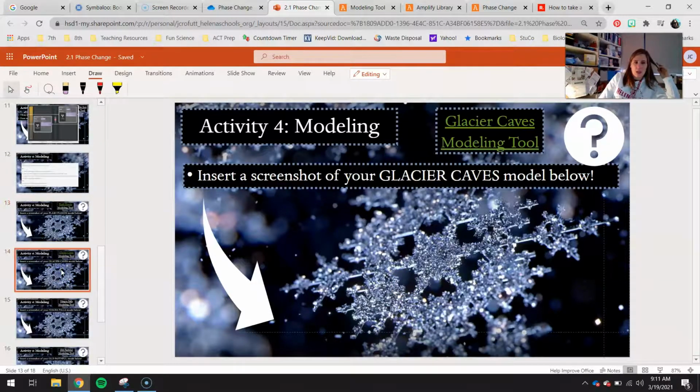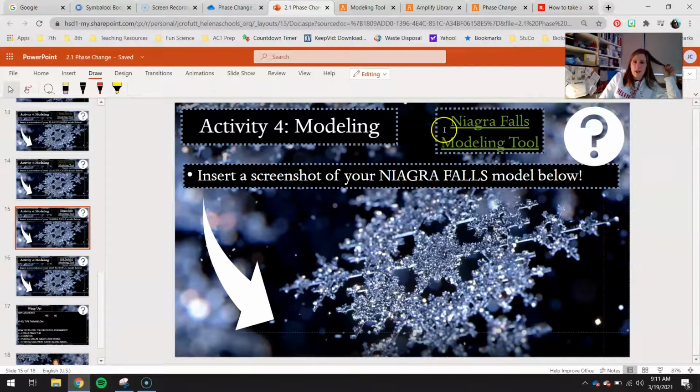And then you are going to go through and model glacier caves, Niagara Falls, and Old Faithful. Again, remember these all have different links, so make sure you close out of the last modeling tool and open up these new links for these other modeling tools. So I should have those other four. I will leave the picture for the flash floods in for you.